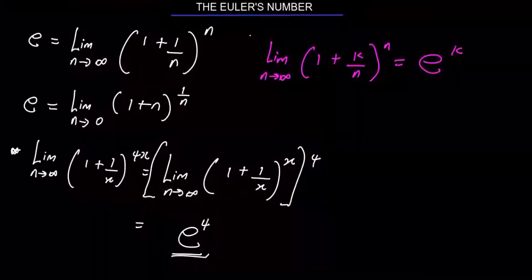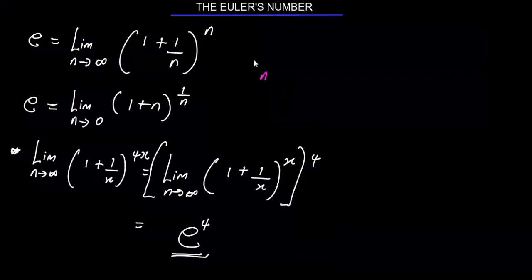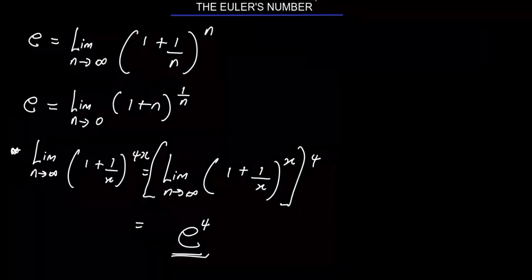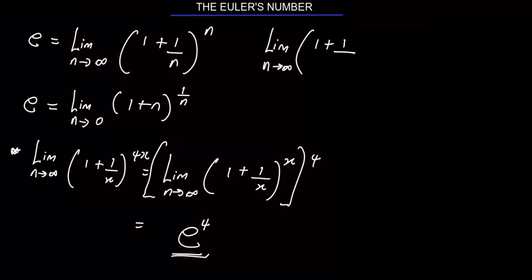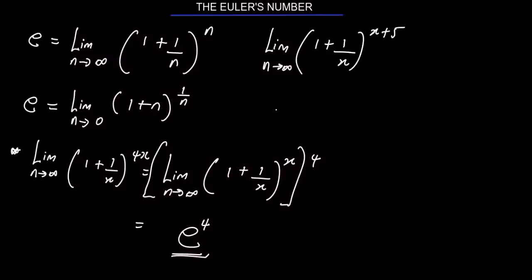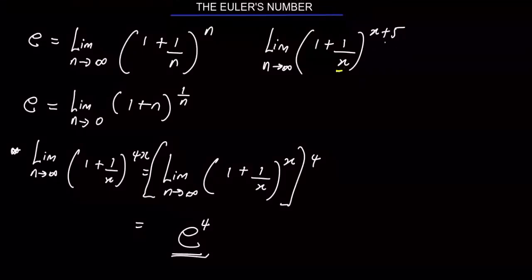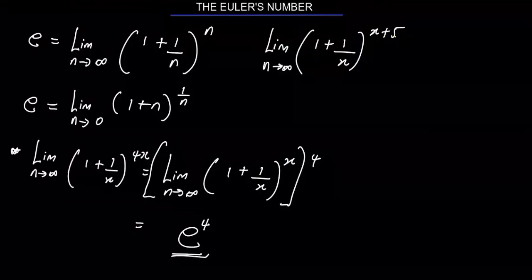Let's look at another problem. If I have the limit as n tends to infinity of 1 plus 1 over x, then all raised to power x plus 5, how do we evaluate this question? Okay, you observe that this one is taking this pattern, but the thing is that I'm having x here, but here is x plus 5. So how do we go about this?